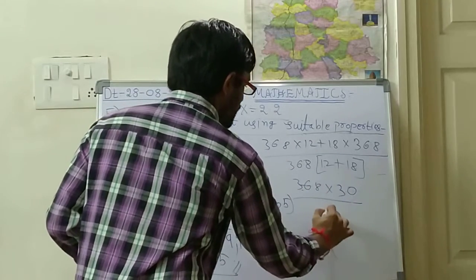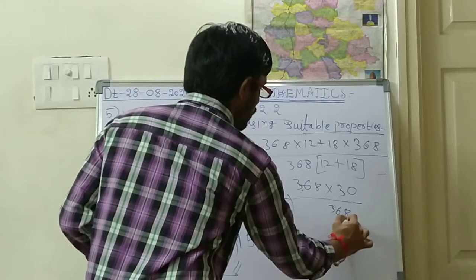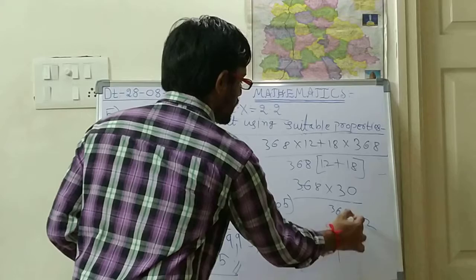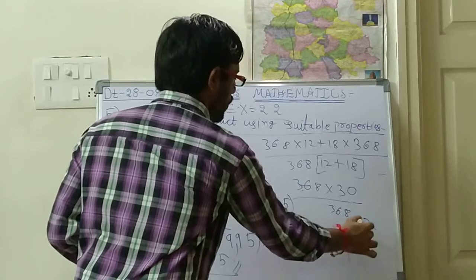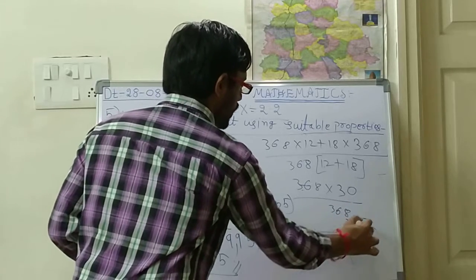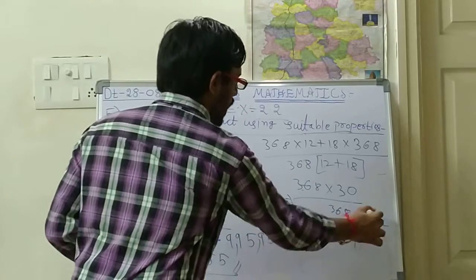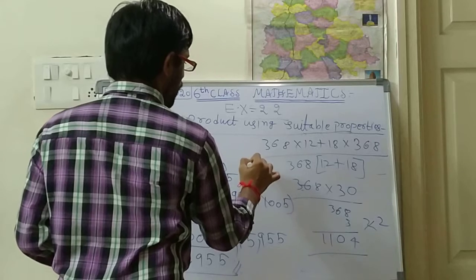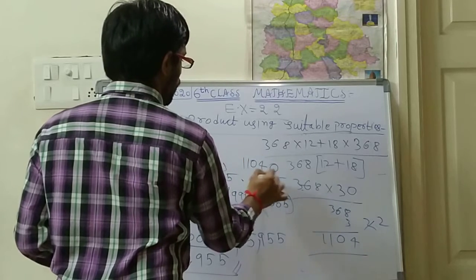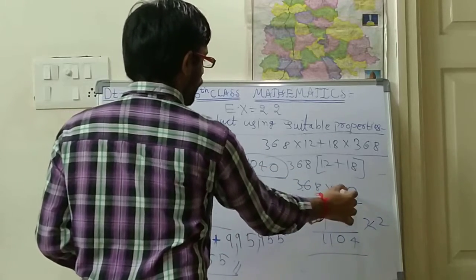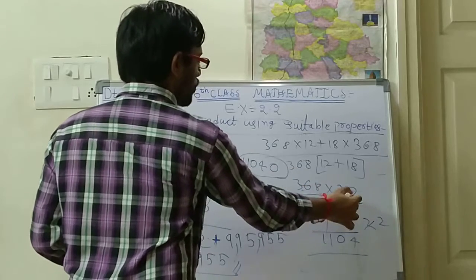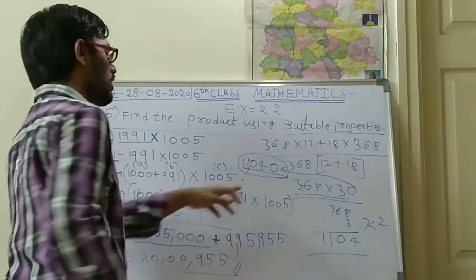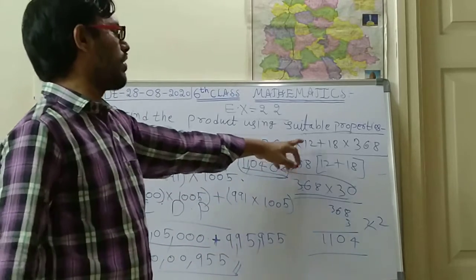So 368 into 3. What is 368 into 3? 3 8s are 24, 3 6s are 18, 3 8s are 24, 3 6s are 18, 18 plus 2 is 20, so again 2. 3 3s are 9, plus 2 is 11. So what is the result? 1104 is 368 into 3. So here we should add a 0. So 11,040 is the result for this problem.